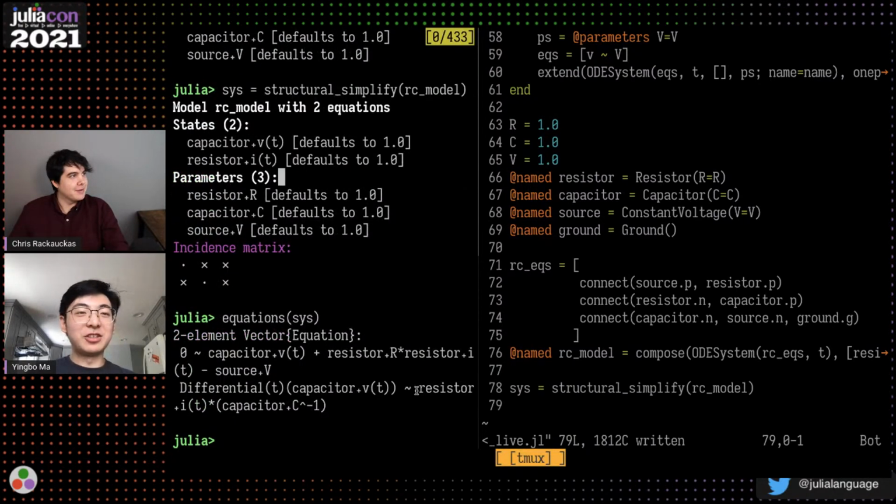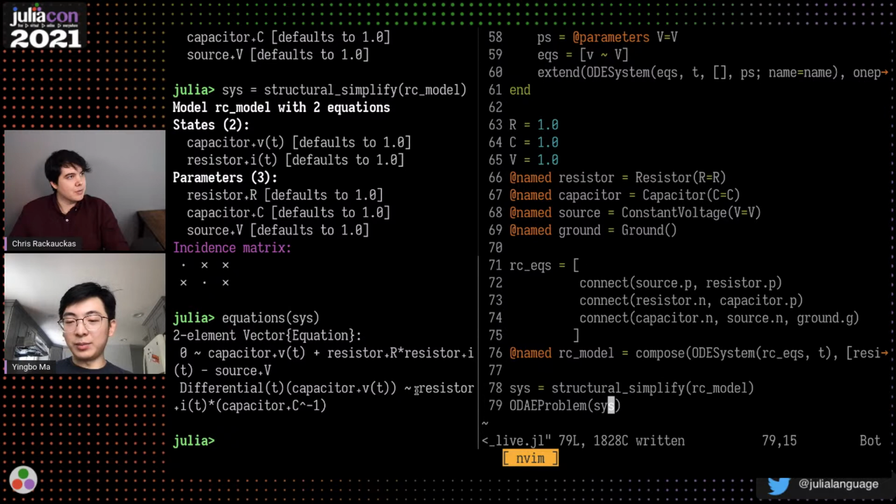After the structural simplify, I have two equations, right? The first equation is an algebraic equation, and the second equation is a differential equation. So like Chris mentioned, we can reduce the system down to an ODE with an internal root finding solver using the ODE problem.